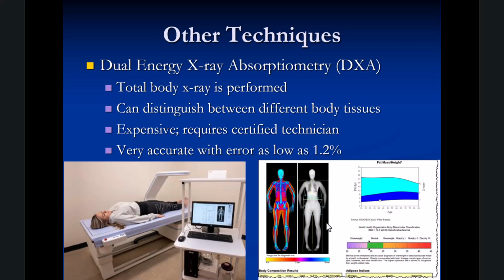One of these is DEXA, dual energy X-ray absorptiometry, and this is thought to give you the most accurate index of body composition at this point in time, but it's really expensive, and it requires a trained and certified technician to perform it. The way it's done, you lie down and a total body X-ray is done. The participant doesn't really do anything but lie there, but you get this nice scan and image of the body, and they can tell what tissues are in the body and how much. You can actually get percent body fat in different parts of the body. This is thought to be the most accurate, with errors as low as a little over 1%.